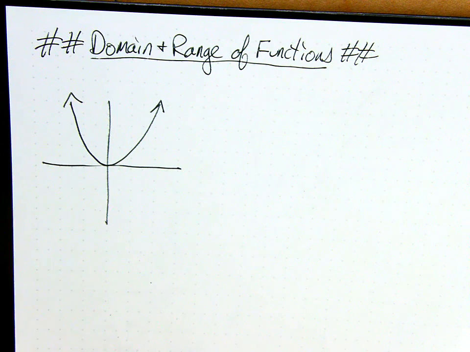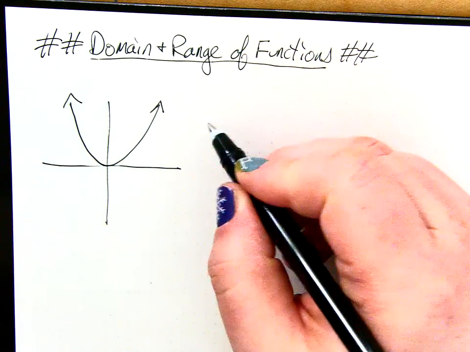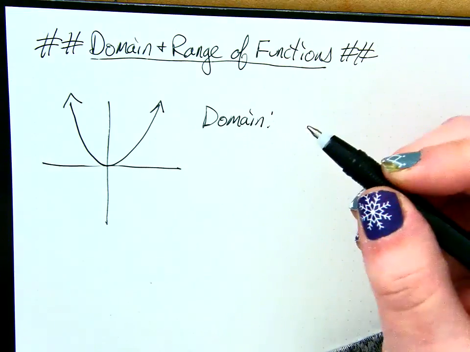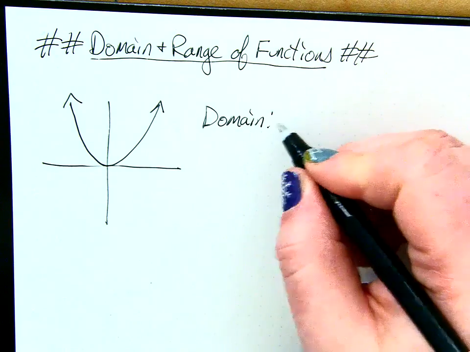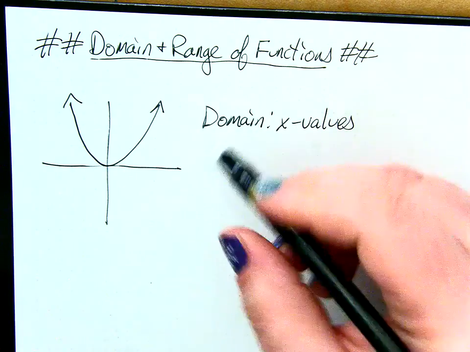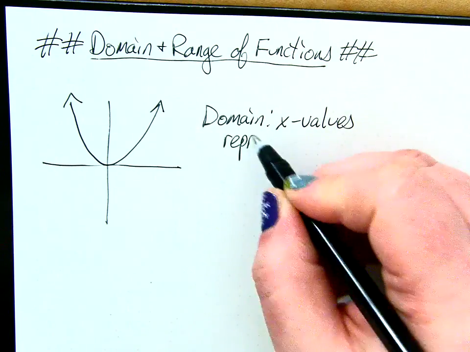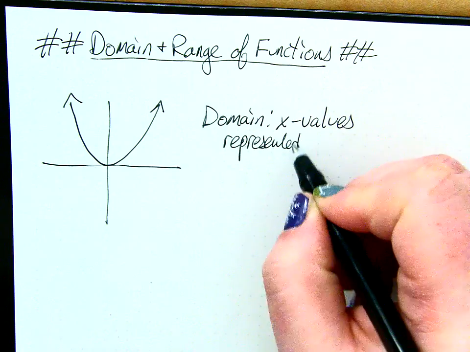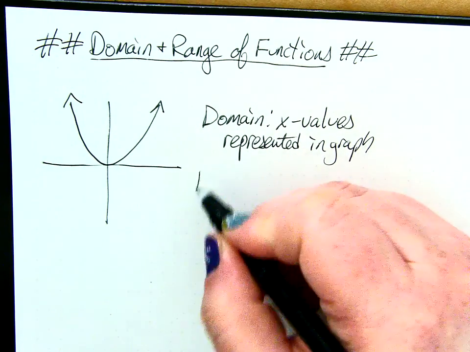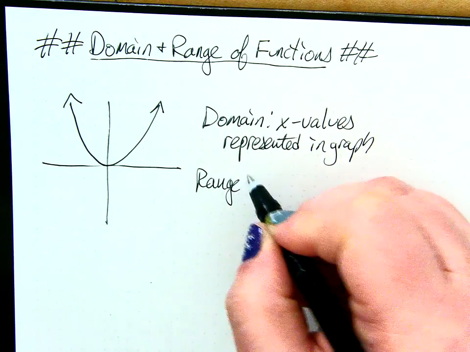Okay, do you remember which one's which? Domain is what values and what's range? All real. The domain is all real here because it's all your x values. So the domain are your x values, the x values represented in the graph. And then your range are the y values.